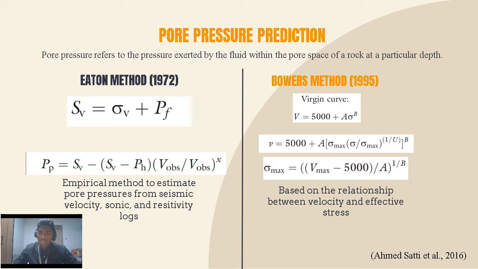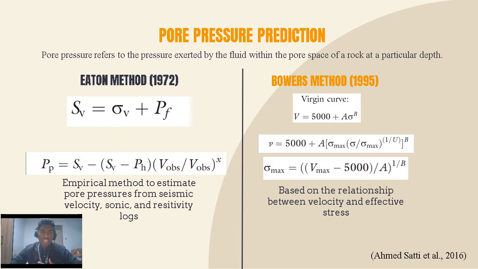So now we want to know, how do we estimate the pore pressures, how do we predict the pore pressures within the basin? Based on previous studies, there are two famous methods that have been used to predict the pore pressure: the Eaton method, which was introduced in 1972, and the Bowers method in 1995. Basically, both of these methods determine the same outcome, but the empirical relationships between the parameters are different.